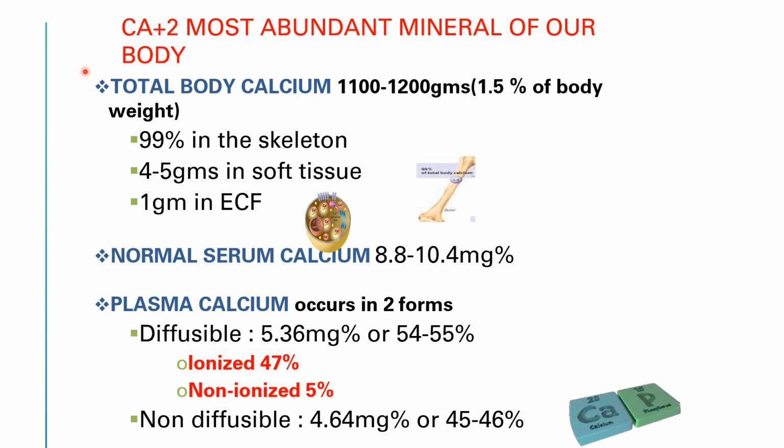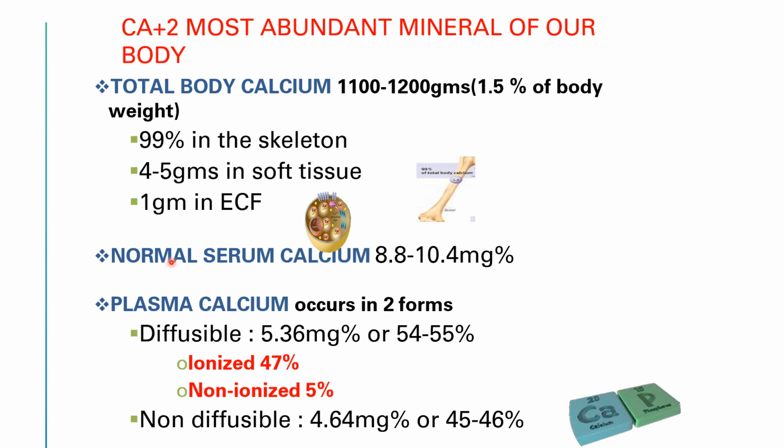Calcium is the most abundant mineral of our body. The total body calcium is 1100 to 1200 grams or 1.5% of body weight. Out of which 99% is present in the skeleton, 4 to 5 grams in soft tissue and only 1 gram in extracellular fluid. This 1 gram is called normal serum calcium.